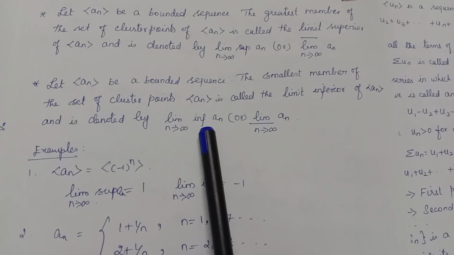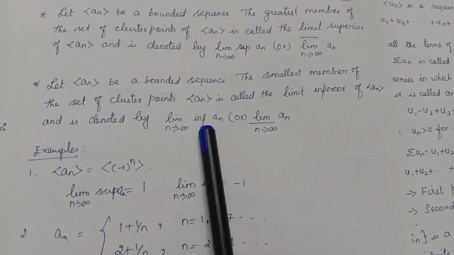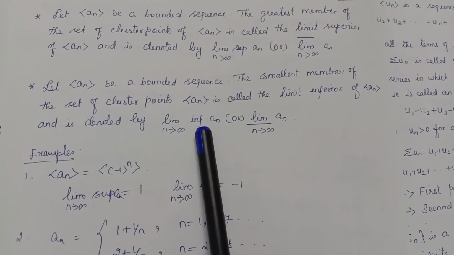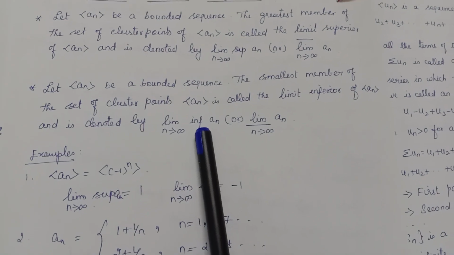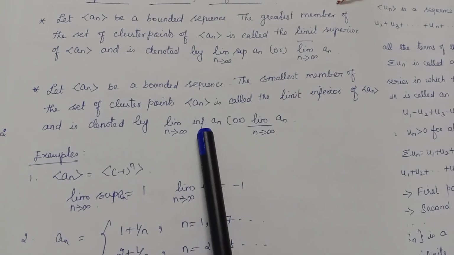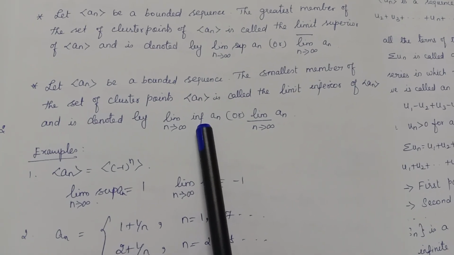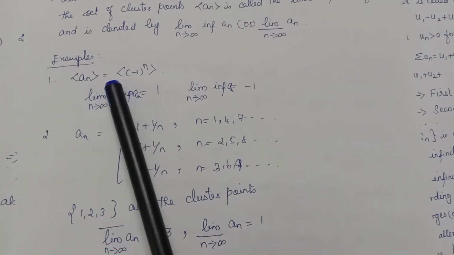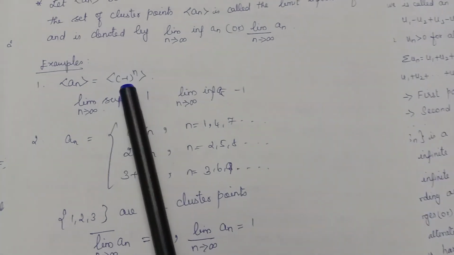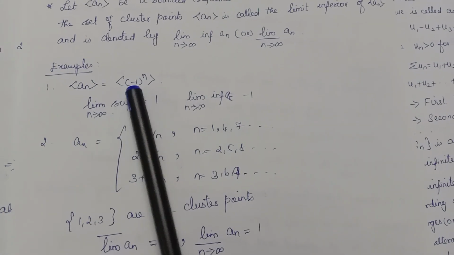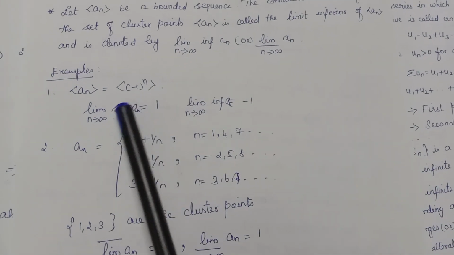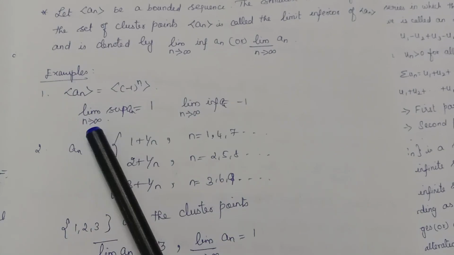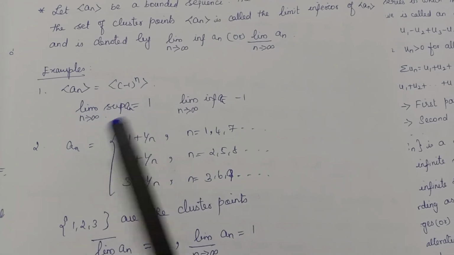As I already told you, if your sequence is a convergent sequence, then it will have only the limit as its cluster point. So that will be its limit superior and limit inferior. Both will be equal when the sequence is convergent. Now let's see some examples. Look at this sequence, which we have already seen. This sequence has two cluster points, -1 and +1. So the least member is -1, which is the limit inferior, and the greatest member is +1, which is the limit superior.